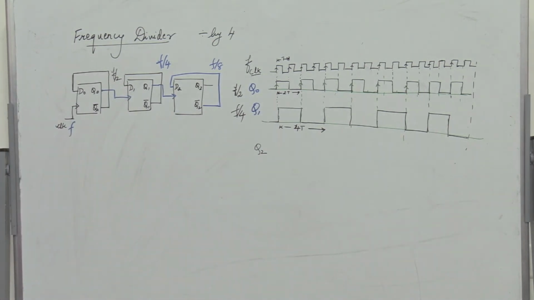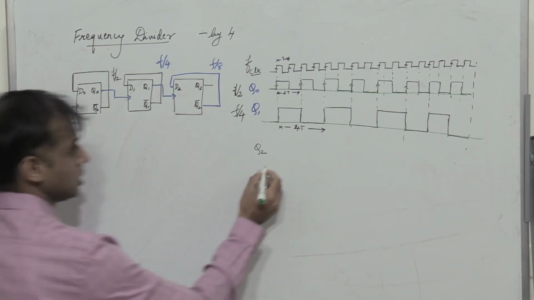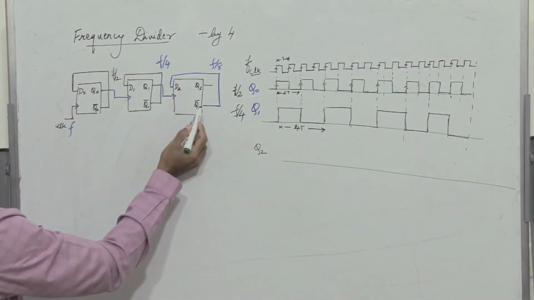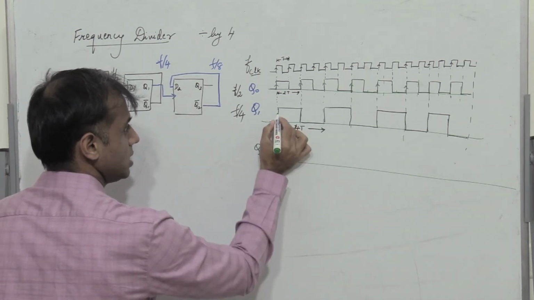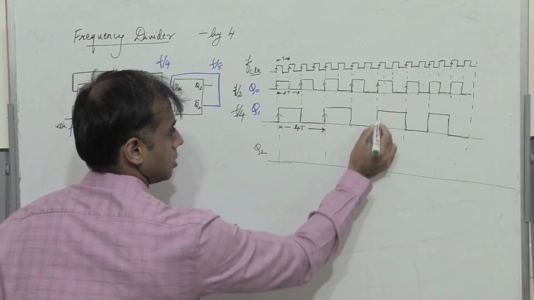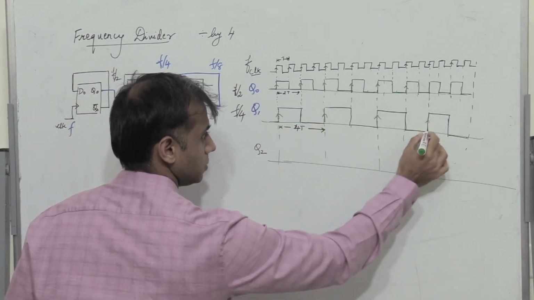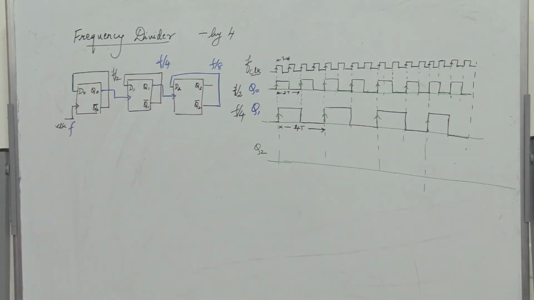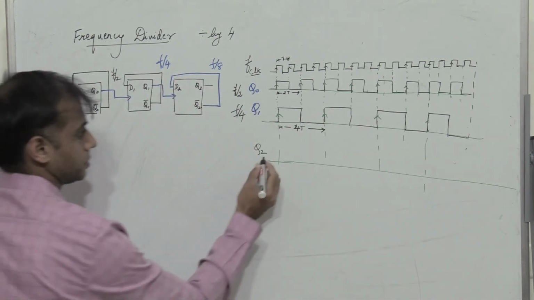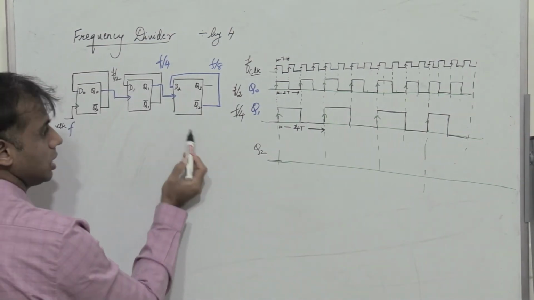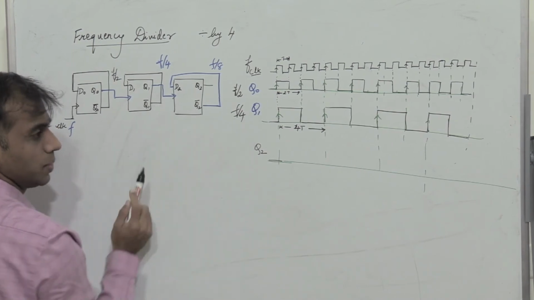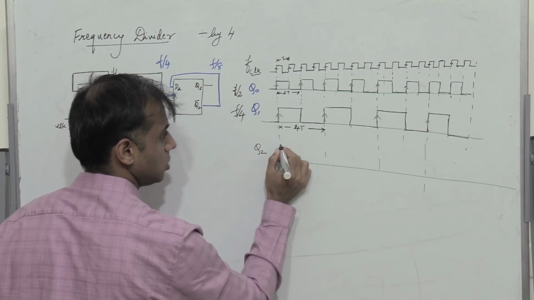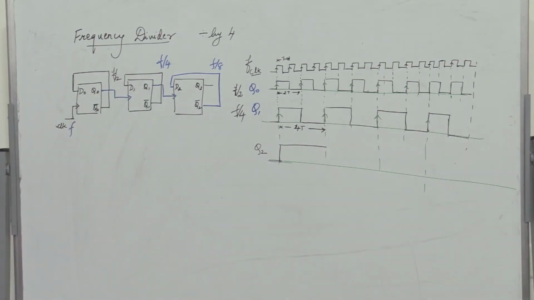So again we find that the initial state of Q2 is 0. So if the initial state of Q2 is 0, Q2 bar is 1. Right? And it changes at the rising edge of Q1. So this is the rising edge of Q1. So initially Q2 is 0, but then Q2 bar is 1, so I get a 1 here. So during the rising edge of Q1, we find that Q2 changes its state from 0 to 1 and it remains high till the next rising edge of Q1.